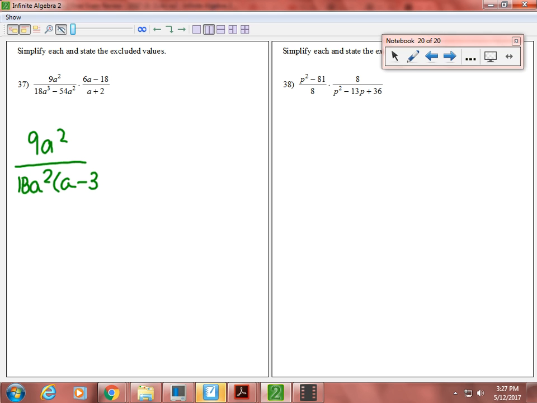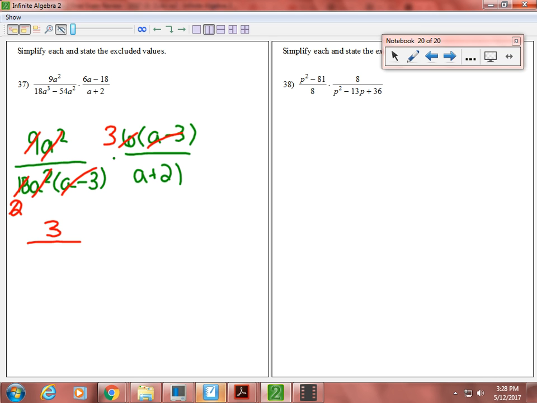54 divided by 18 is 3, yes. Okay, and then up here I can take out a 6 and I get a minus 3, and this is a plus 2. So go ahead and cancel things out first. So these are alike. My a squareds are alike. The 9 goes into 18 twice, and then 2 is going to go into 6 3 times. So I'm going to have 3 over a plus 2.